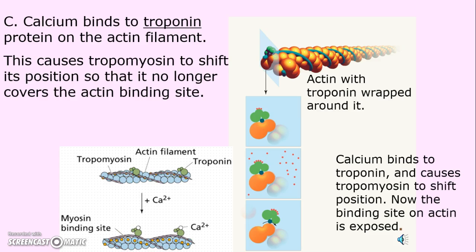But along comes calcium. Calcium is going to bind to troponin, and now that wraparound tropomyosin, it's called, is going to shift to the side, exposing that binding site. So this is like if someone took out your boyfriend and now you're available. I don't know. Maybe it's a bad analogy, but do you get the point? Calcium is going to cause tropomyosin to slide to the side, exposing the binding site.